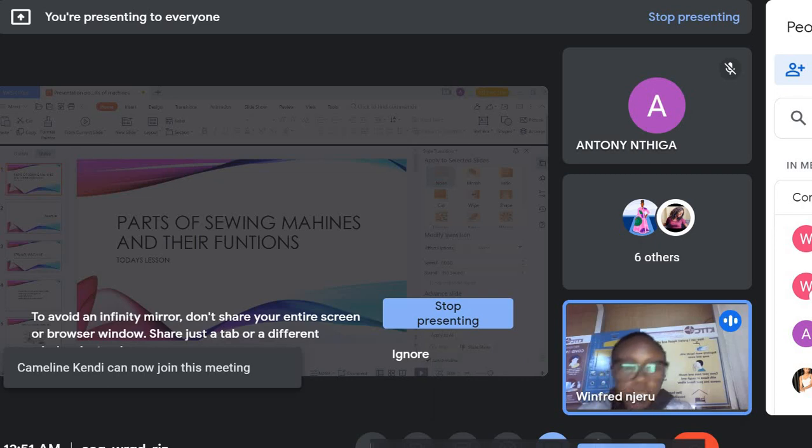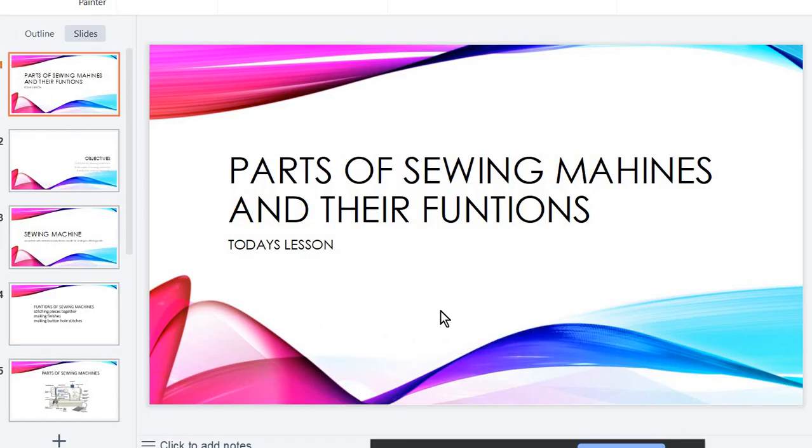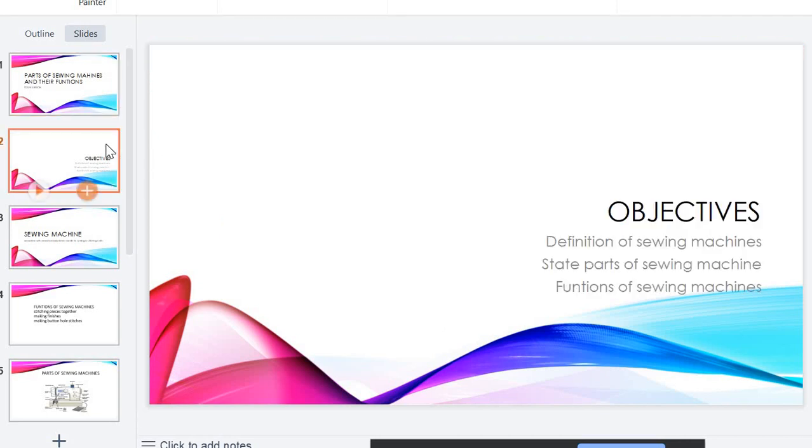This semester, I expect total cooperation from you so that you can work well as we continue. Today, we are going to learn about parts of sewing machines and their functions. Can someone read for us the objectives of this class? Definition of machine, state parts of sewing machine, functions of sewing machine. Yes, that is what we are going to cover for the day. Who is going to give us the definition of a sewing machine? What is a sewing machine?